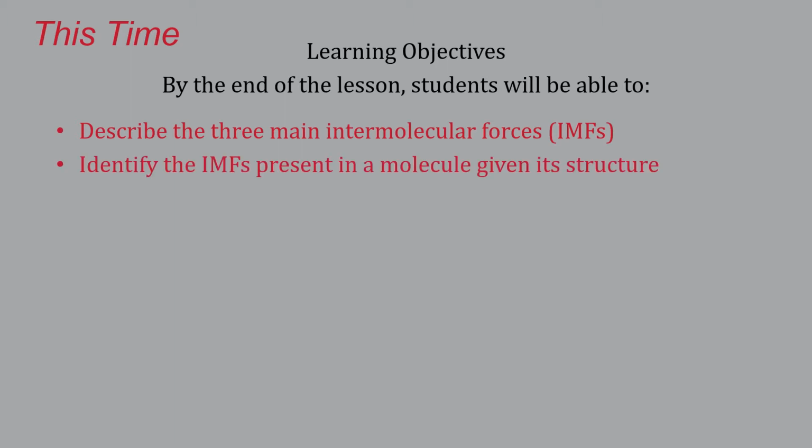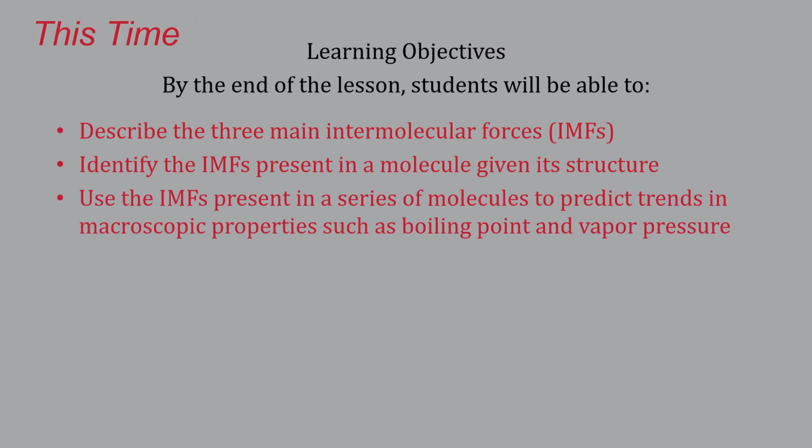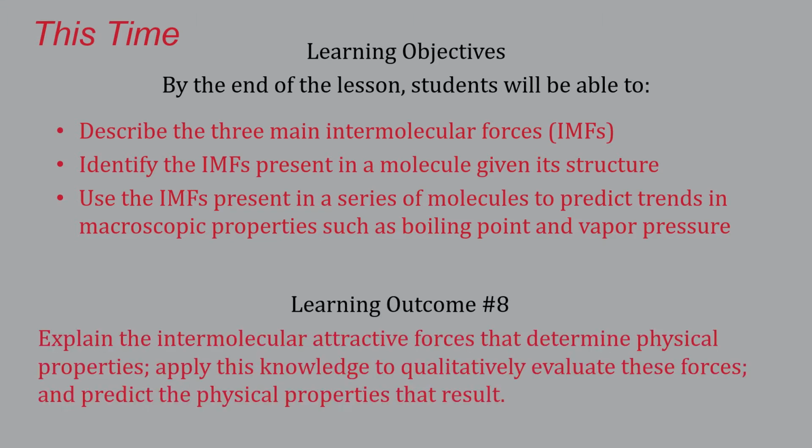So with today's lecture, there are three goals. We're going to relate the structures that are within molecules to the intermolecular forces that are present, and there are three such forces. And finally, we're going to learn how to predict trends in macroscopic properties, such as boiling point and vapor pressure. And all of these are aligned with course learning outcome number 8, which is explaining the intermolecular attractive forces that determine physical properties. And we're going to apply this knowledge to qualitatively evaluate the forces and predict the physical properties that result.